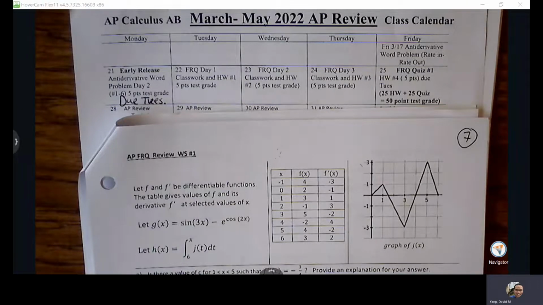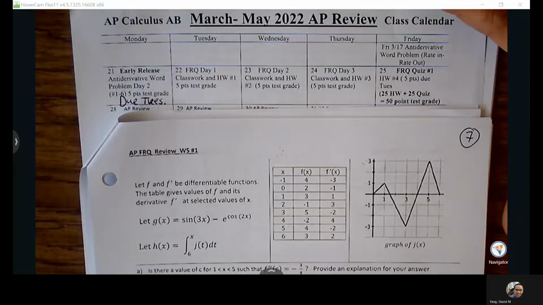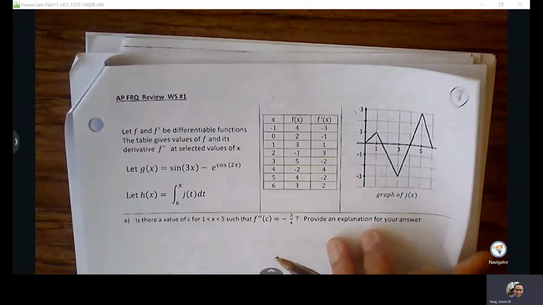Okay, so let's go to page 7. So this is basically what your quiz is going to look like on Friday.